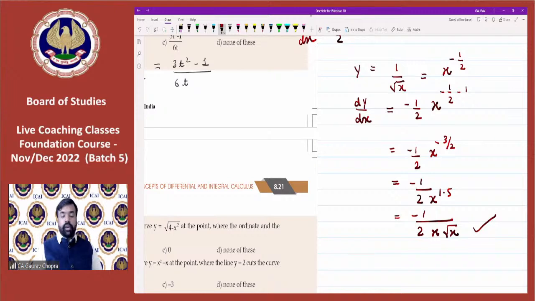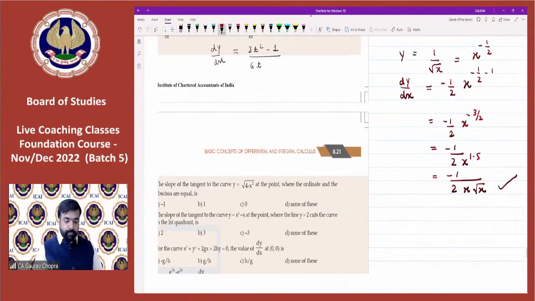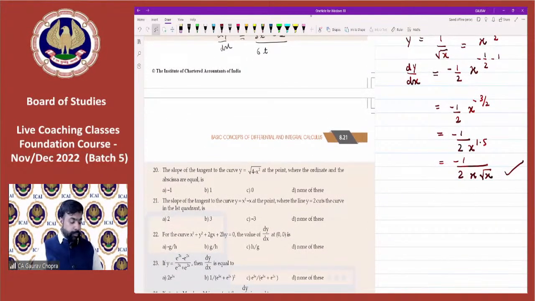Understood? Divya says very nice teaching style. Thanks, Divya. Then Sankalp Deep is asking what is gradient. See, we haven't discussed gradient today. We will be discussing it in our next session.